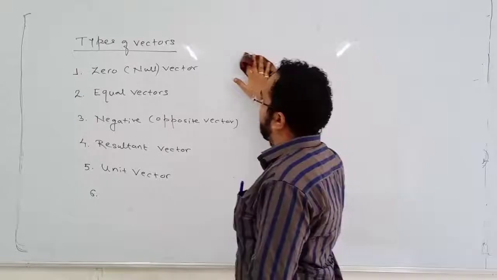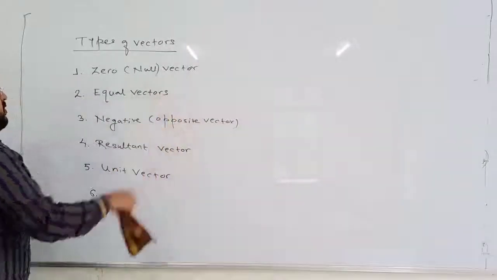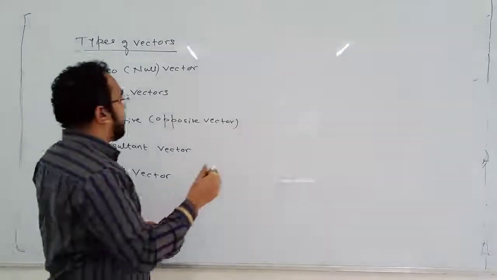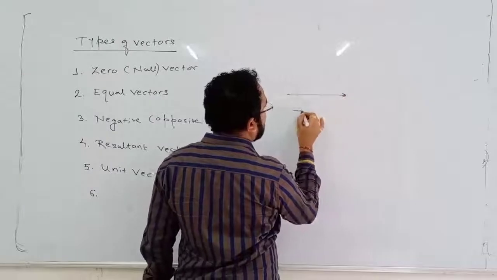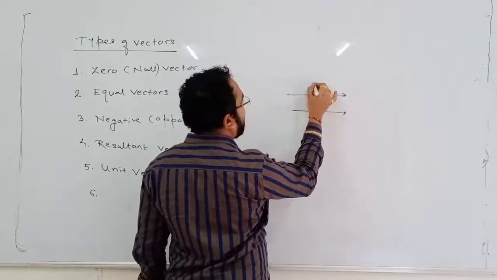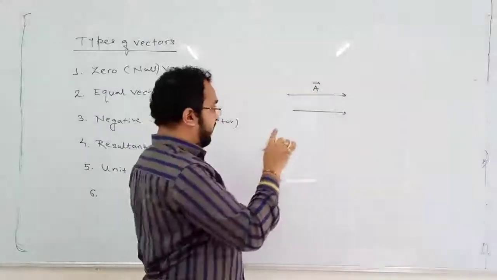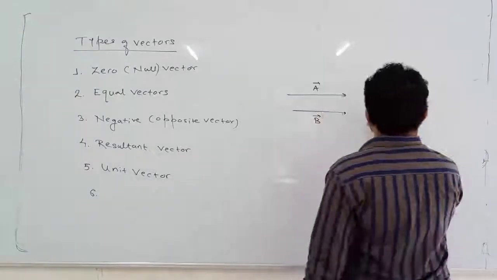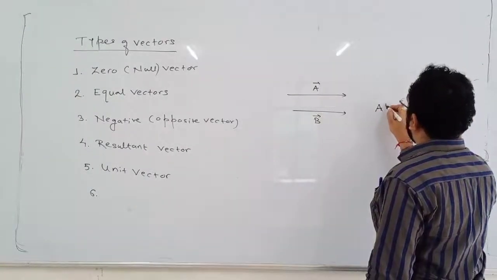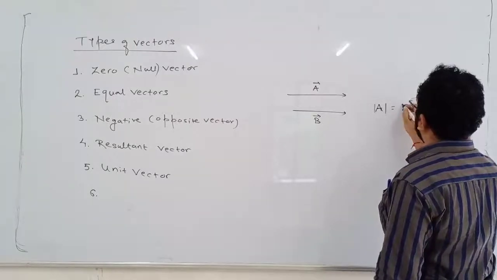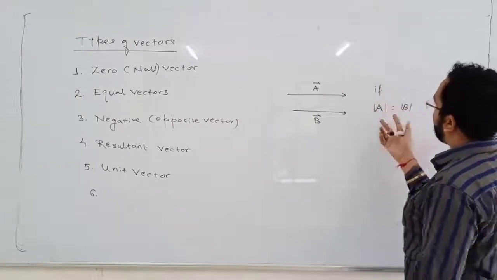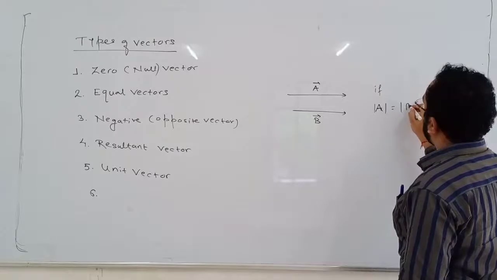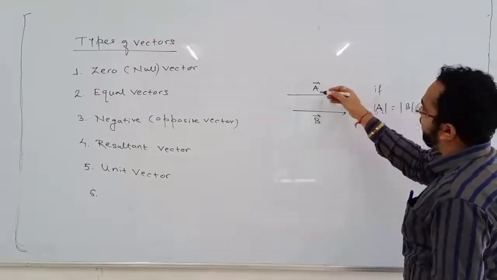Equal vectors. So it will be two vectors which have same magnitude and same direction. Suppose this is vector A. This is the method of denoting vectors. So here, magnitude of vector A is equal to magnitude of vector B. Whatever is written inside the modulus is called magnitude. And this is the denotation of vector.